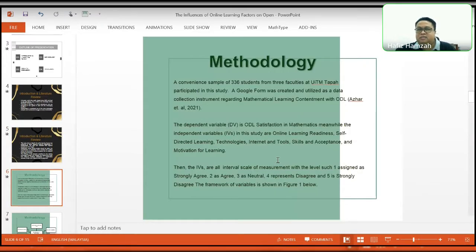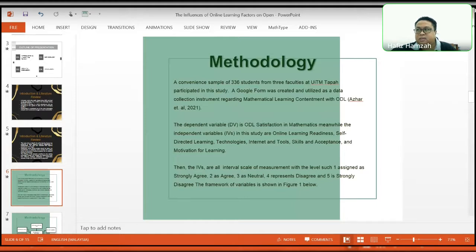For the methodology part, a convenience sample of 336 students from three faculties of UiTM Tapah participated in this study. So we have FSKM, Accounting, and also the Faculty of Science. We used a Google Form to create the questionnaire, and we utilized it as the data, as suggested by Azhar et al. Okay, so we distributed the data by using online materials, which are WhatsApp or Telegram, since we are still at the endemic restriction.